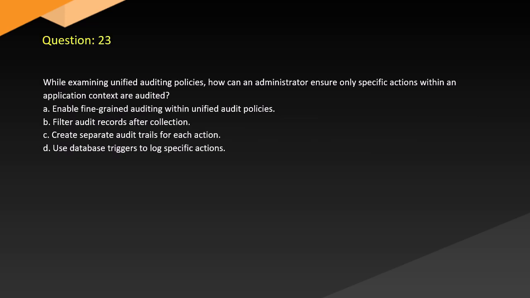Question 23. While examining unified auditing policies, how can an administrator ensure only specific actions within an application context are audited? A. Enable fine-grained auditing within unified audit policies. B. Filter audit records after collection. C. Create separate audit trails for each action. D. Use database triggers to log specific actions.